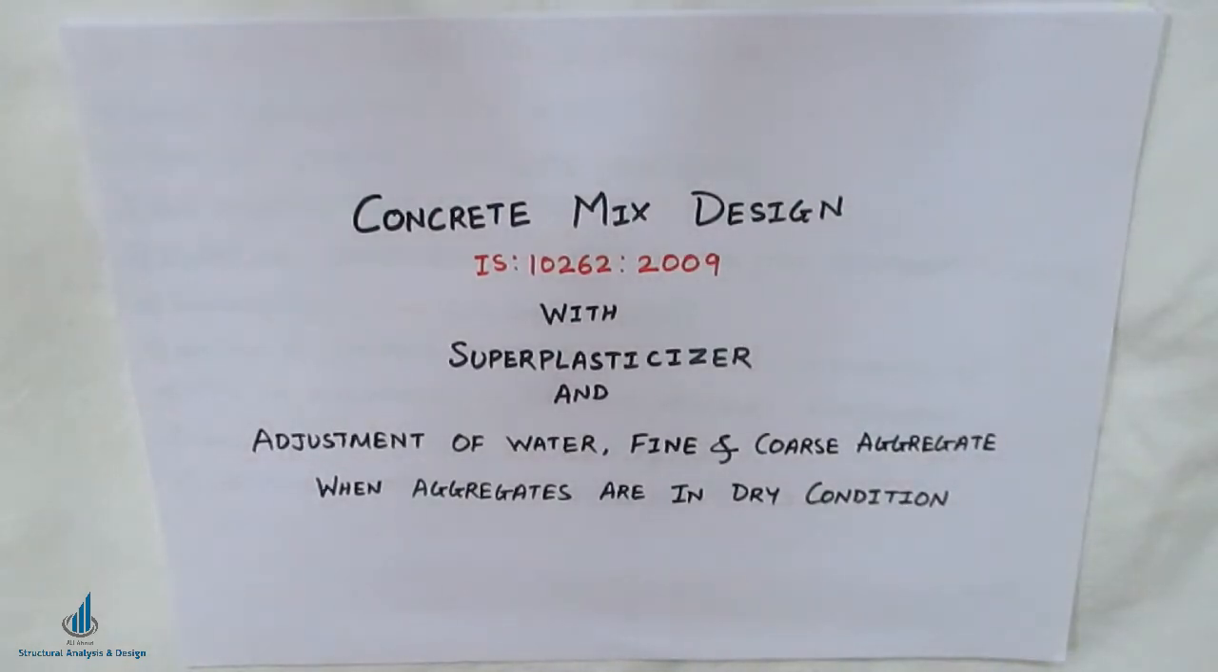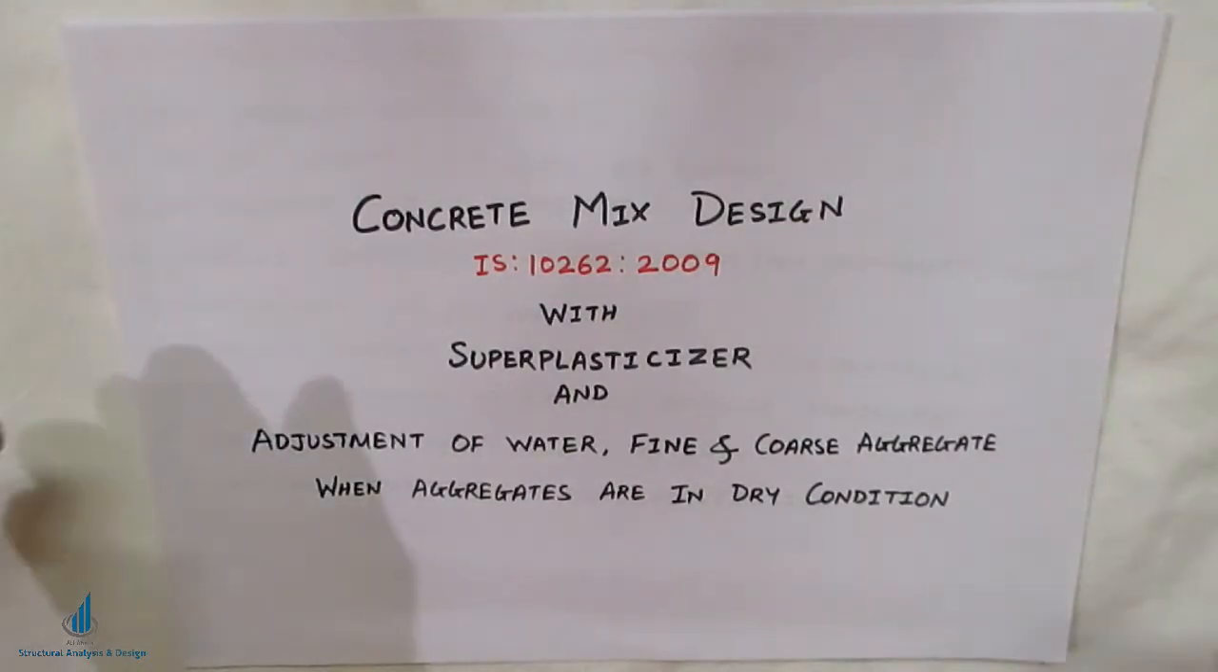In our previous video we went through a concrete mix design according to Indian standard IS 10262-2009, but it was without any chemical admixture. So in today's video we will go through a concrete mix design with the help of a chemical admixture, that is Superplasticizer, and also go through the adjustments of water, fine aggregate and coarse aggregate when the aggregates are in dry condition. You will find the link to my previous video without the use of chemical admixture, so you can go through that particular link. We shall begin with today's lecture.